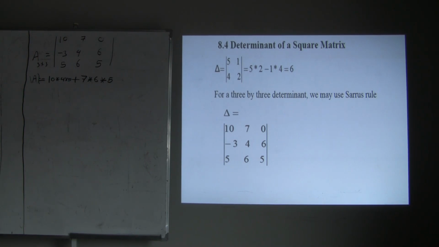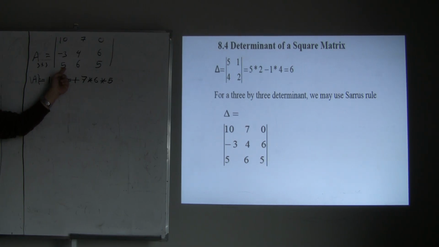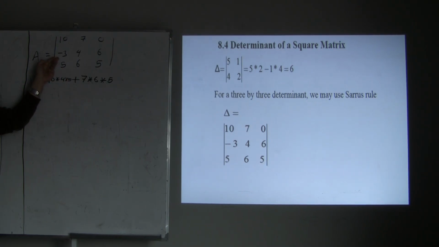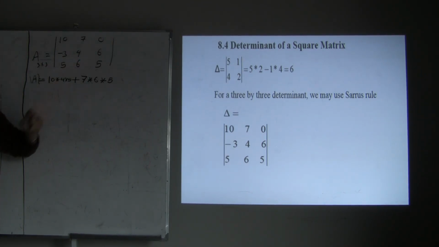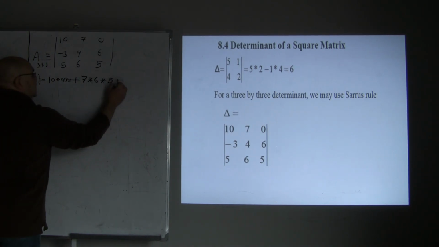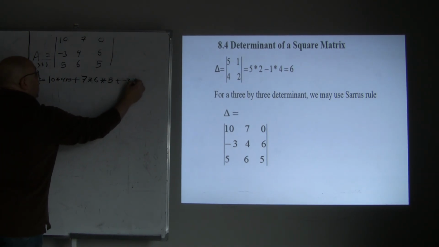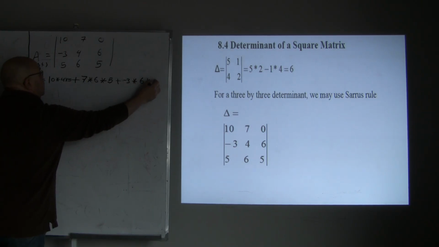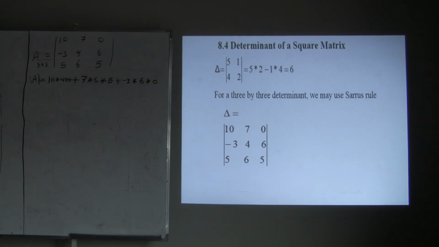Can you do it? Okay, once more. I will multiply 10 times 4 times 5. Then diagonally, go for the base of the upper triangle, which is 7 times 5. Do the same for the lower triangle. So I will go for negative 3, 6, then the vertex of the upper triangle, which is 0. So I will go plus, I will take negative 3 times 6 times 0. Then I will repeat the same process.